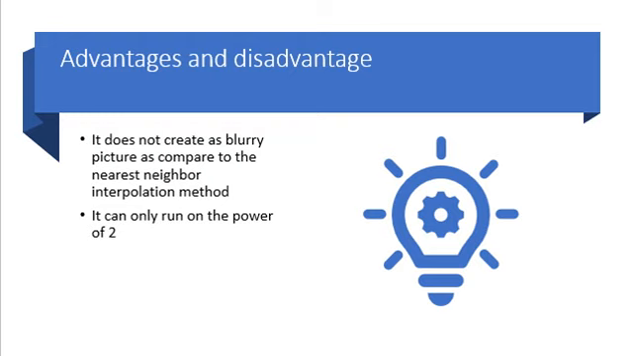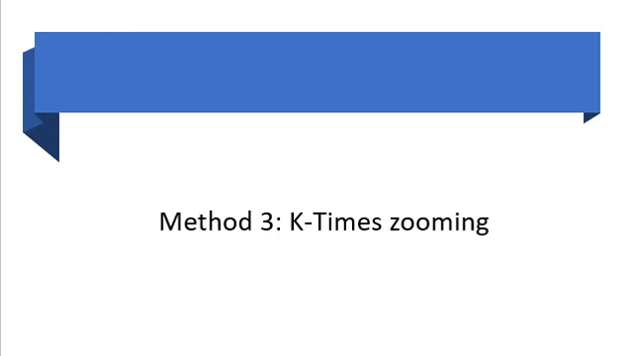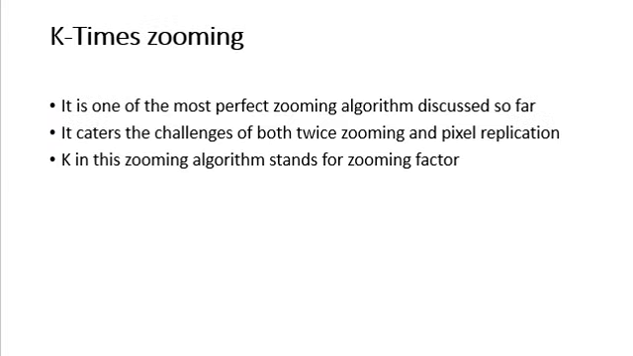The third technique is K-time zoom. K-time is the third zooming method we are going to discuss. It is one of the most perfect zooming algorithms discussed so far. It caters to the challenges of both twice zooming and pixel replication. K in this zooming algorithm stands for the zooming factor.